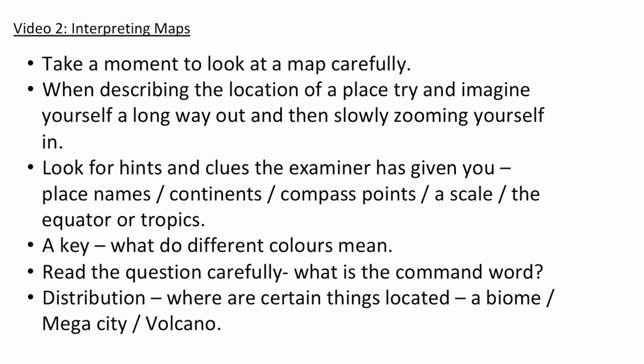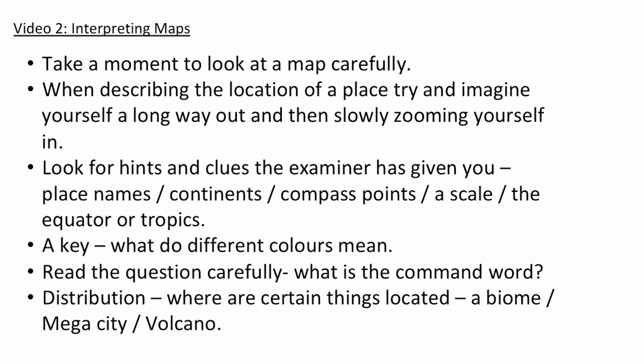And then pick on the zoomed-in map and identify which area of a country we're in, north, south, east or west, etc. Always look for hints and clues that the examiner has given you. It might be place names, road names, continents, compass points, a scale, the equator or tropics. There might be a key. If so, what do different colours mean?